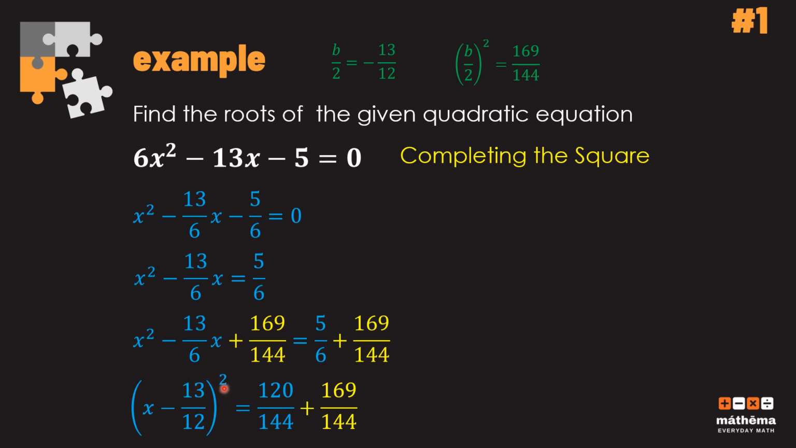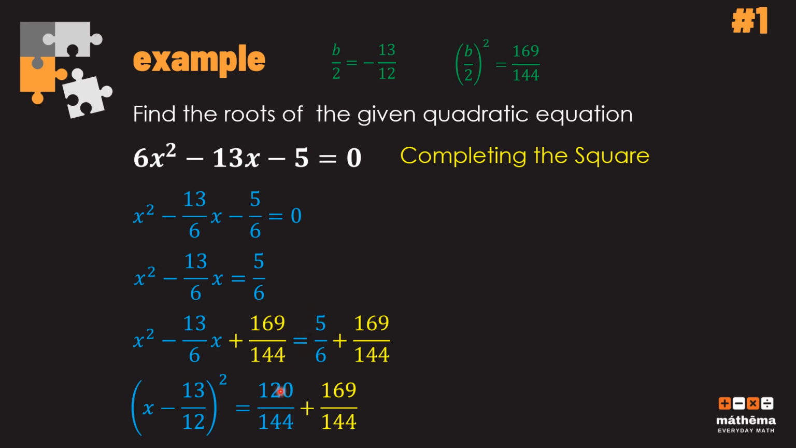Now, if we apply the FOIL method to this expression, you will end up with the same expression. Alright? And then again, 5 over 6, I just express 5 over 6 as 120 over 144.